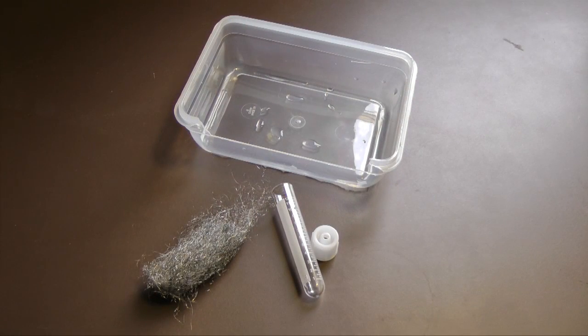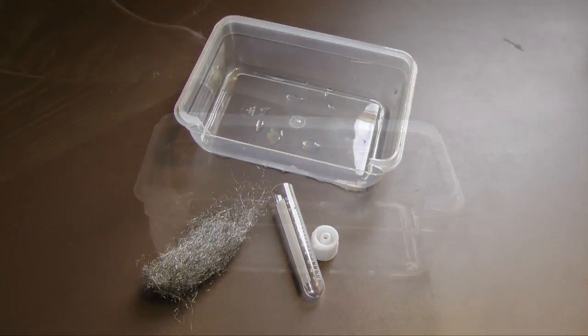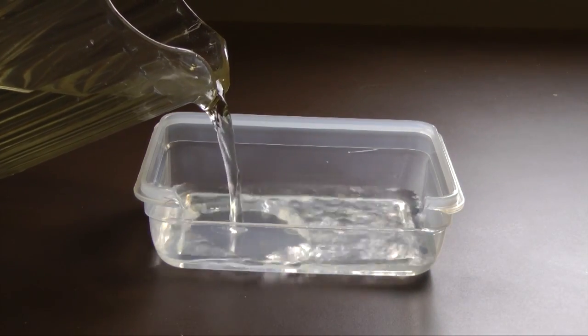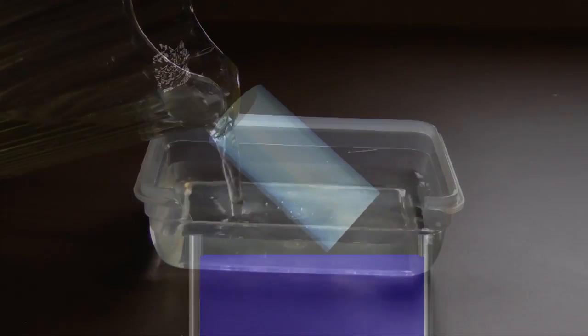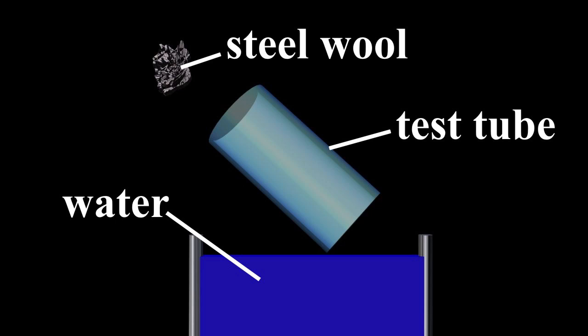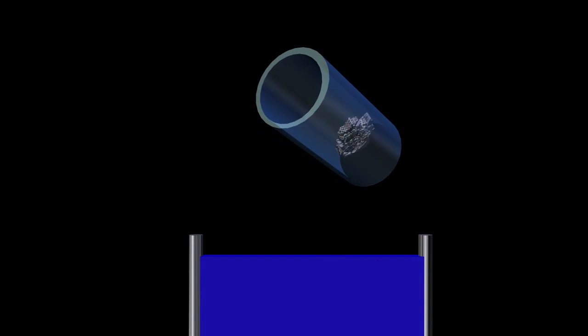We need some steel wool. It contains iron. Also a plastic test tube or similar tube closed at one end, and a container of water. The process is simple, as this animation demonstrates. Secure a small piece of damp steel wool in the bottom of the test tube. Rotate the tube and suspend it with the open end submerged in a container of water.